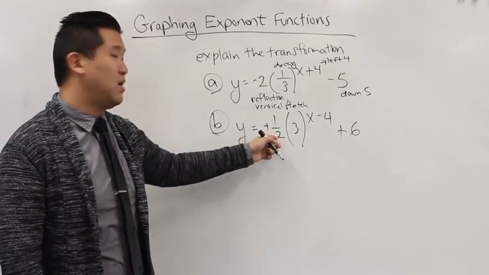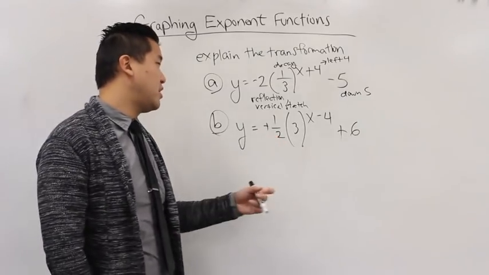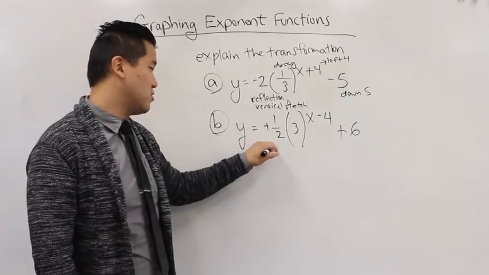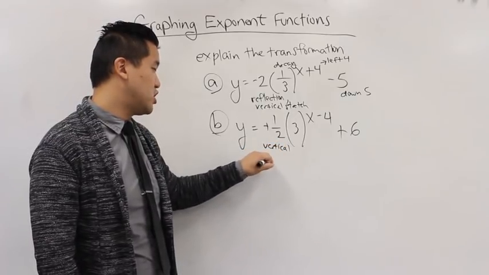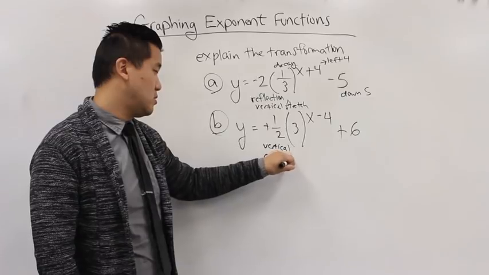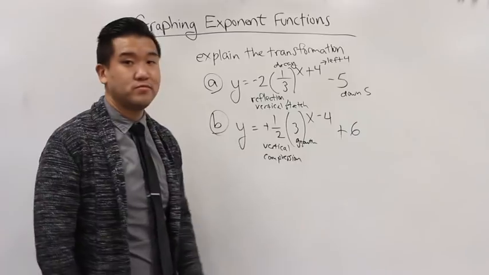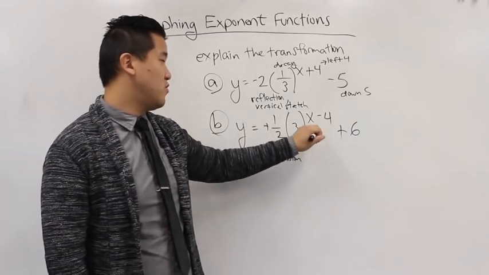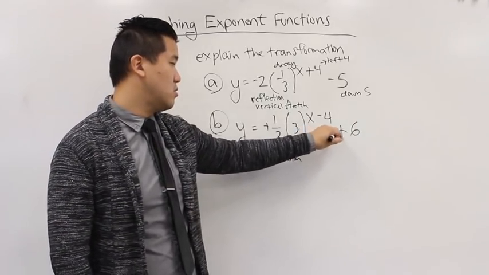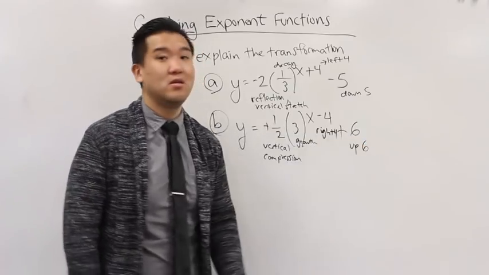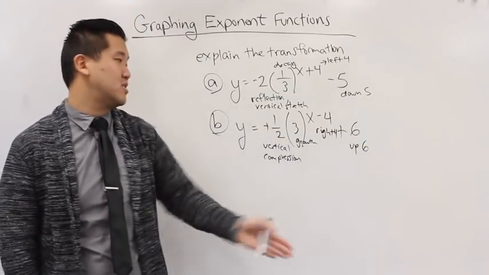Part B, it's positive, so there is no reflection, so you don't have to write anything. 1/2, so it's a vertical compression. It's a growth. -4 is right 4 now, and then up 6. So we're going right 4, up 6.